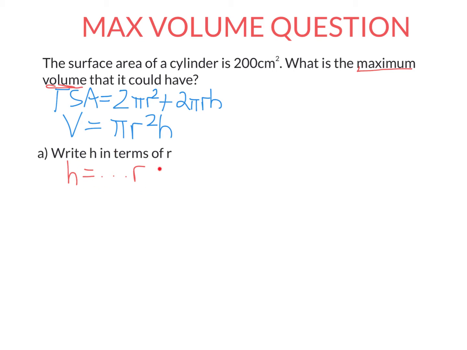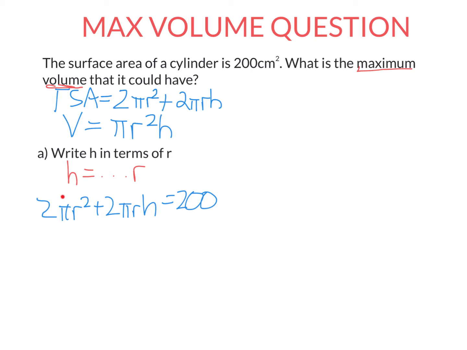So how am I going to get such an equation? Well, I'm going to use the fact that the surface area is 200 centimeters squared. So I have surface area, which is 2 pi r squared plus 2 pi r h is equal to 200. So what I need to do is rearrange this so that H is the subject. Now, it might look complicated, but it's actually really simple. It'd be really hard to make R the subject because it's in two spots, but making H the subject won't be too difficult.